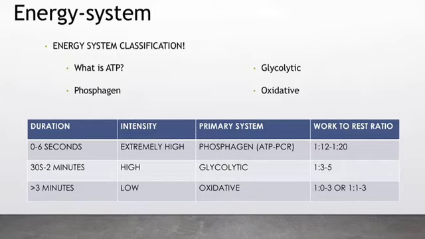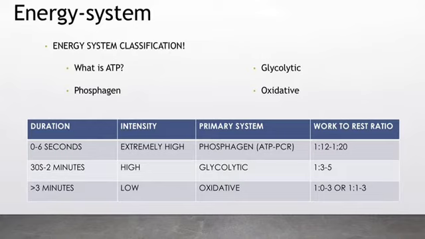So there are percentages of the energy systems that you're in between the 6 seconds and the 30 seconds and between the 2 and 3 minutes. So don't get that wrong on a test. Really pay attention that it is over 3 minutes on the oxidative. A lot of people will put in 2 minutes there because the glycolytic system left off at that 2-minute mark. So when we're looking at intensity, the intensity for phosphagen is extremely high, but it doesn't last long.